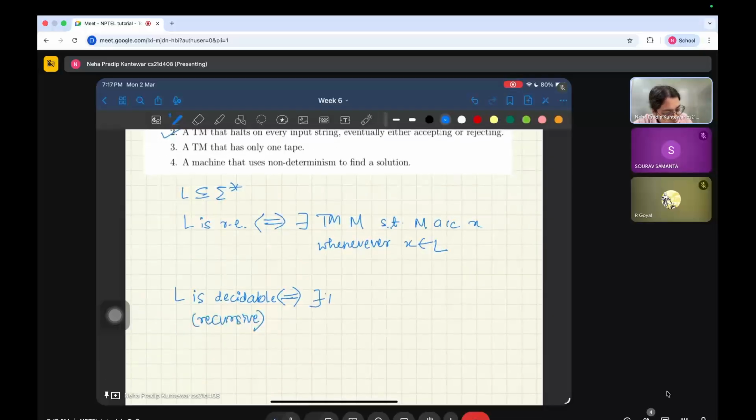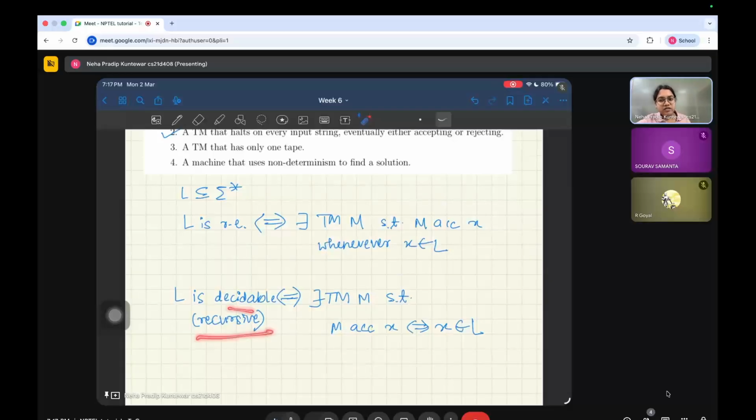If there is a Turing machine M such that M accepts X if and only if X is in the language L. That means if a string is in the language, then the Turing machine M must accept it. If X is not in the language, then the Turing machine M must reject it. If that happens, then we say that the language is decidable. Otherwise, this is also called semi decidable.